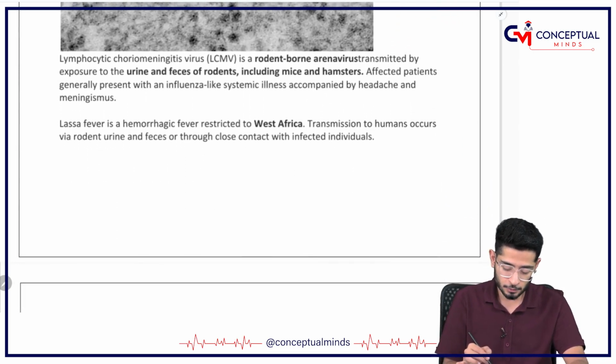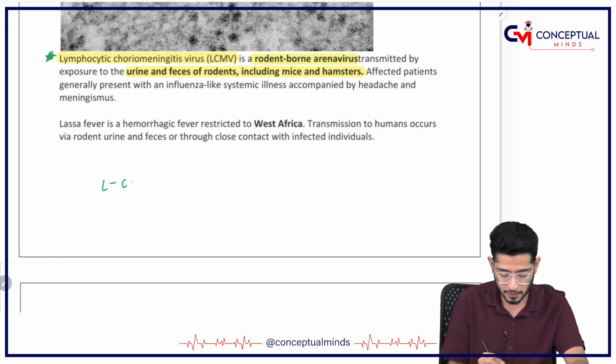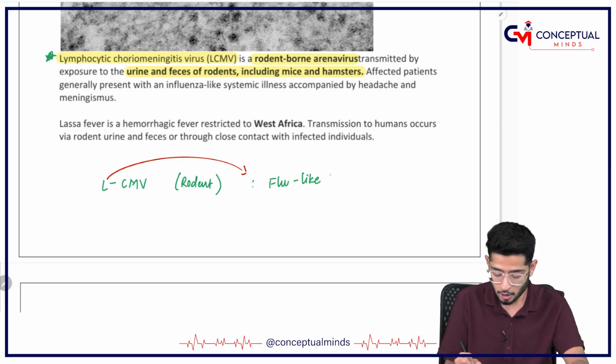Okay. So there is a virus called lymphocytic choriomeningitis virus, which is a rodent-borne arenavirus, obviously transmitted by the urine and feces of rodents like mice and hamsters. So this is going to act on your lymphocytes. That is going to attack the lymphocytes. One important thing is that it has got flu-like symptoms, my dear friends.